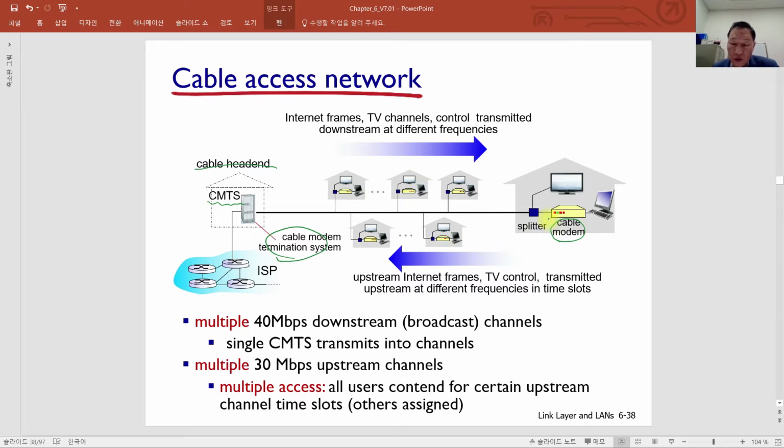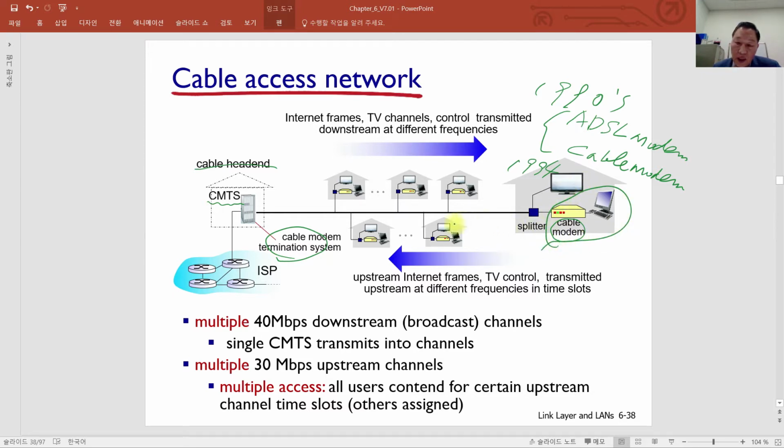This cable modem was introduced later, around 1994, almost 25 or 26 years ago. And initially, ADSL, this modem, was introduced first. Later, the cable modem, around the mid-1990s, those were introduced. Thus later, this one is attached. Initially, this was the basic device, except for the cable modem and the computer.